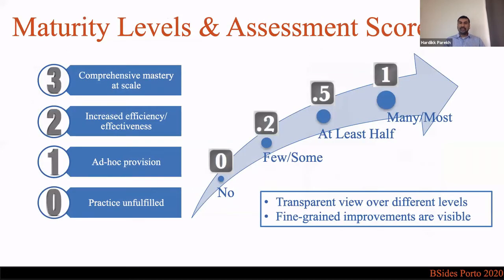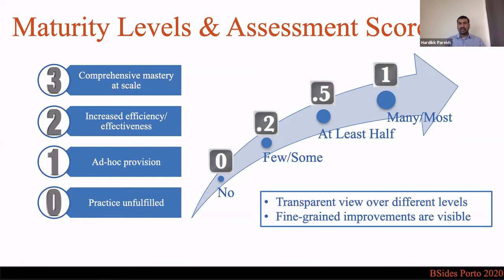SAMM is defined in three levels of maturity. Of course, if you consider not doing any of the security activities described here, you could consider that as a fourth level, which is level 0. But essentially, those three levels are ad hoc provision of certain security activities, increased efficiency, and comprehensive mastery at scale with automation. Unlike other maturity models and some of SAMM's predecessors, there are four levels of assessment scores for each security activity, which makes more fine-grained improvements visible.